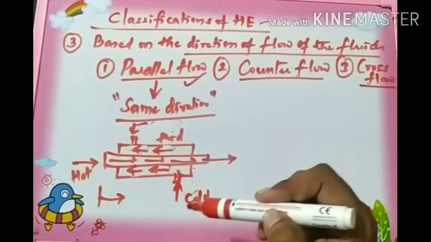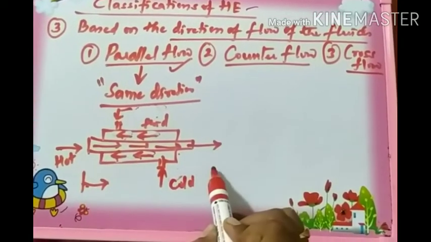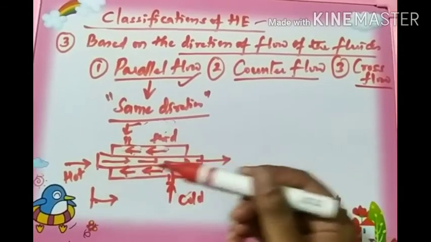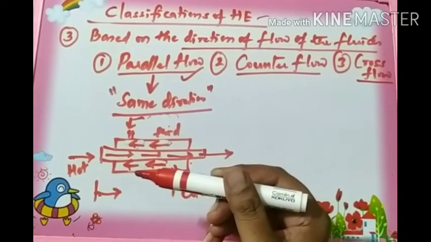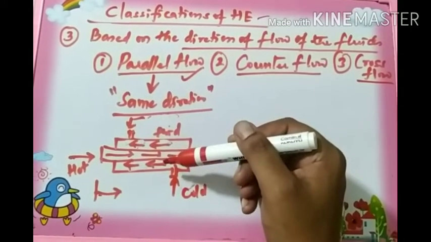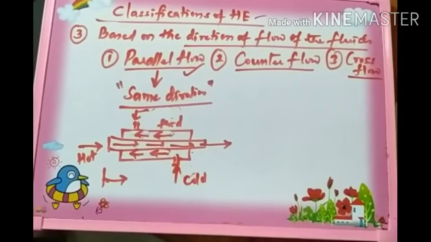Now you see in this example, the hot fluid is flowing like this, from this end to the other end, and the cold fluid is flowing in the opposite direction with respect to the hot fluid. Because they are flowing in opposite directions, this type of heat exchanger is now called a counter flow heat exchanger.